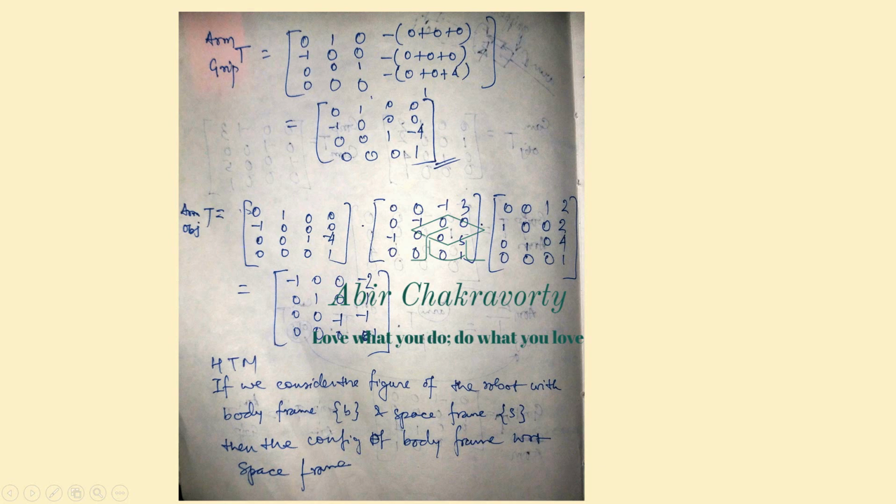So in this homogeneous transformation matrix, we consider the figure of the robot with a body frame B and a space frame S. Then the configuration of the body frame with respect to space frame can be found out.